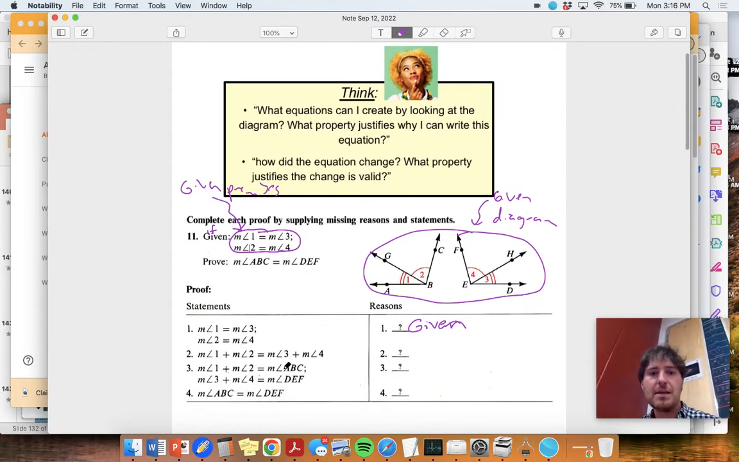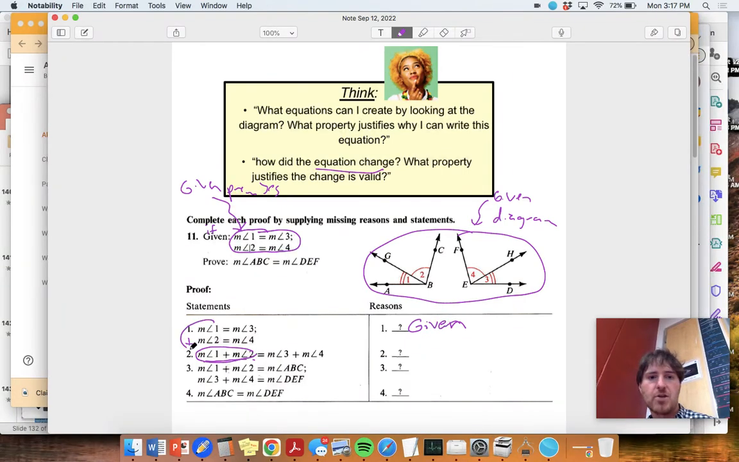Second step, we want to decide: is this an equation that I got from looking at the diagram, or is it something built on statement 1? How did the equation change and what property justifies that change? Well, I see measure of angle 1 equals measure of angle 3. I also know measure of angle 2 equals measure of angle 4. You might be thinking, what does statement 1 have to do with statement 2? Because I have measure of angle 1 equaling measure of angle 3, I can add equal values to this existing equation. So if I add measure of angle 2 to the left side of measure of angle 1, I get measure of angle 1 plus measure of angle 2.